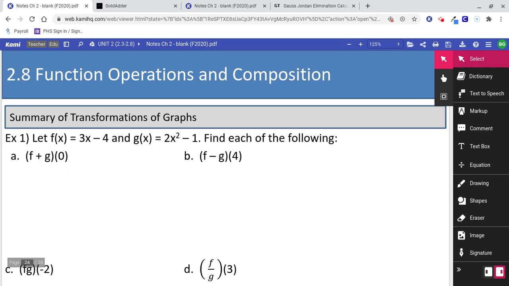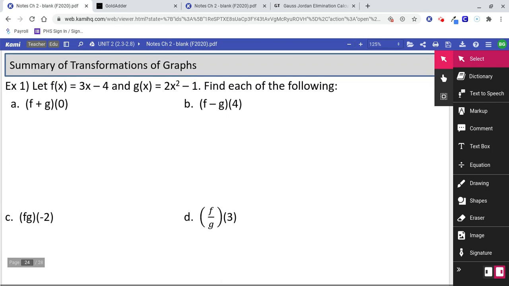2.8, function operations and composition. Basically what that means is we're going to add and subtract and multiply and divide functions together. Composition means we're going to plug a function into a function. Example 1 says there's an f of x and a g of x, so find the following.